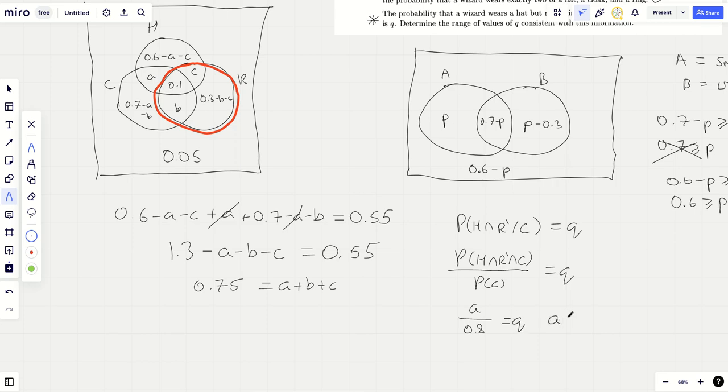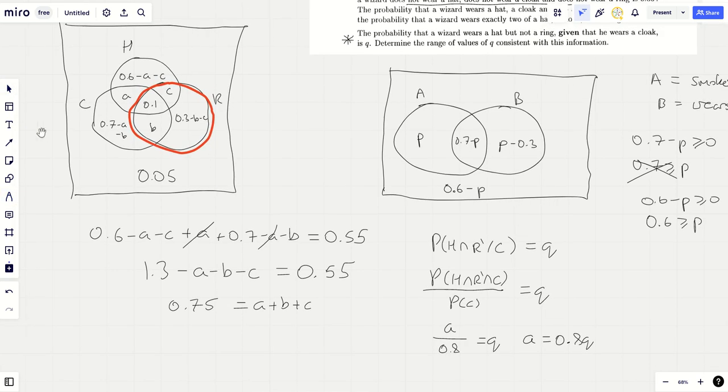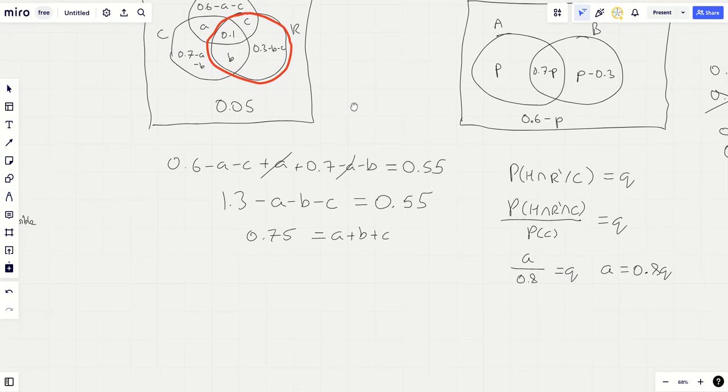And so I thought, well, I know that A is 0.8Q. And so I thought, if I want to find the range of values of Q, consistent with the information, really I want to find the range of values of A. And then I can just divide by 0.8, and I've got the range of values of Q. Yeah. So that's what I started to do.